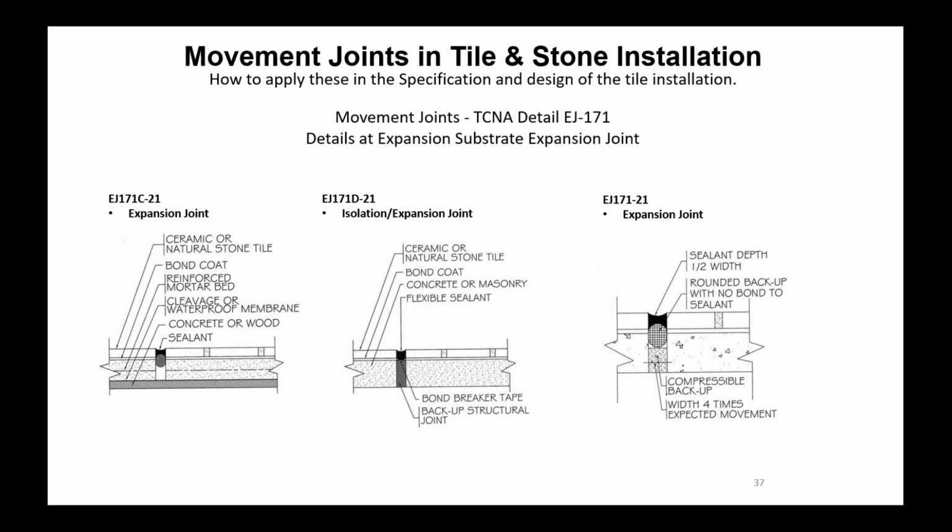The one in the middle has a structural joint backup, could be like fiber mesh, like you see in an expansion joint where a sidewalk meets a building or something like that. It's cut down lower, and then there's bond breaker tape and or backer rod, and then sealant installed over that. And last is a compressible backer rod, and sealant on top of that as well.